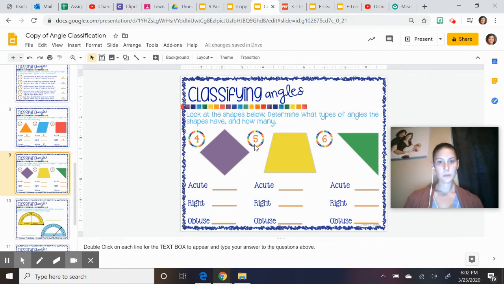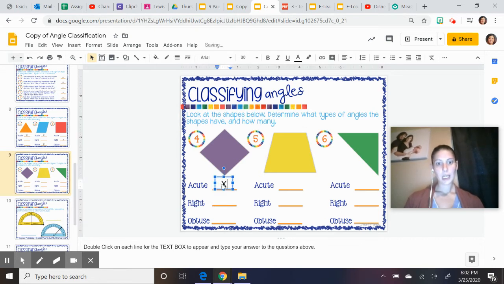Okay, looking at the next page, same thing. We're going to identify them. And these are tricky. It looks like a square turned sideways, but it's actually not. This is actually a rhombus, and it has 2 acute angles and 2 obtuse angles, just like our parallelogram. All right, our trapezoid, these are obtuse, and these are acute.